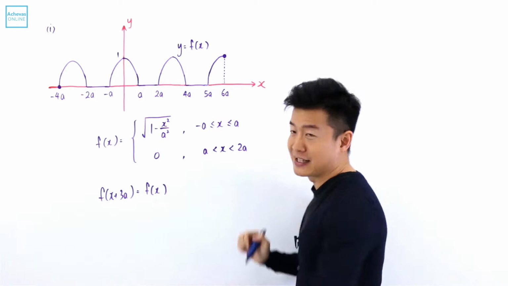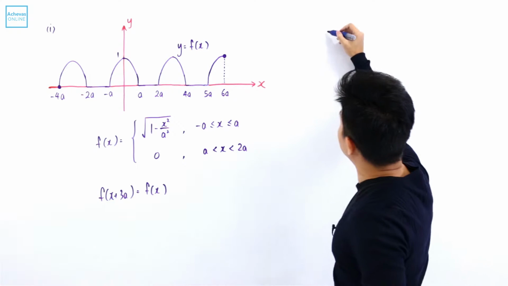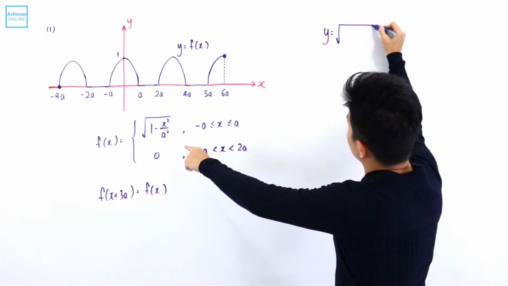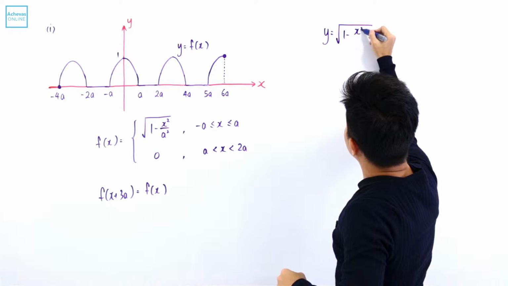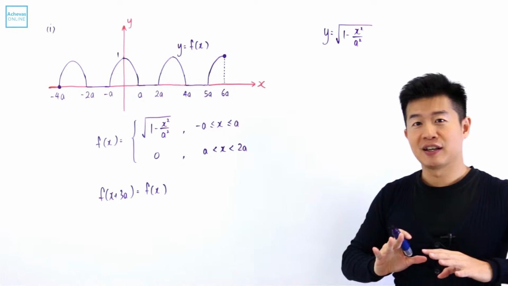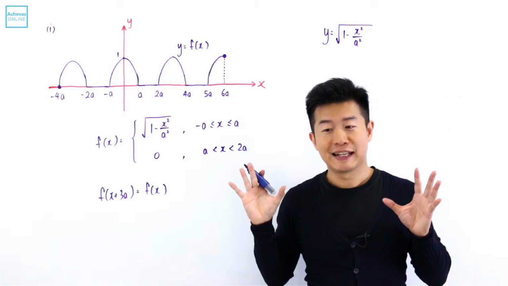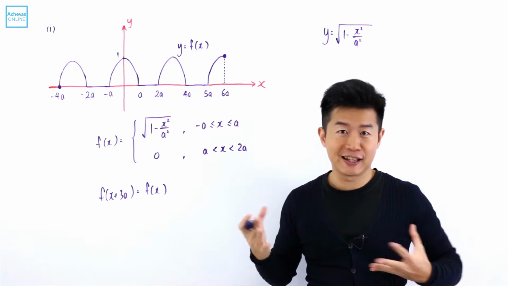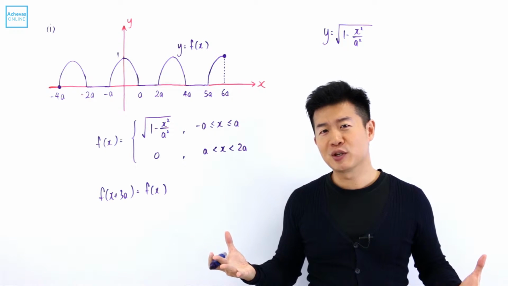Let's look at this interval first. For that interval, it is going to take up this expression, which is the square root of 1 minus x squared over a squared. I do not know what a is, so I am just going to let a be some convenient real-numbered value. Since the question says that a is a real number, I'll let it be equal to 1.